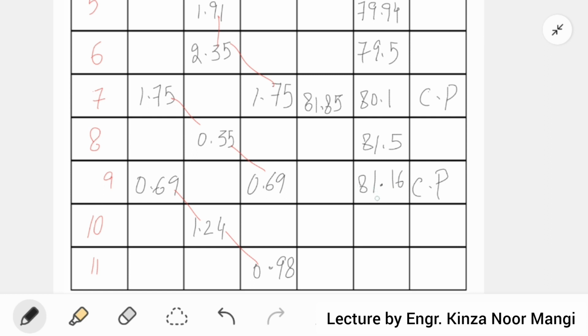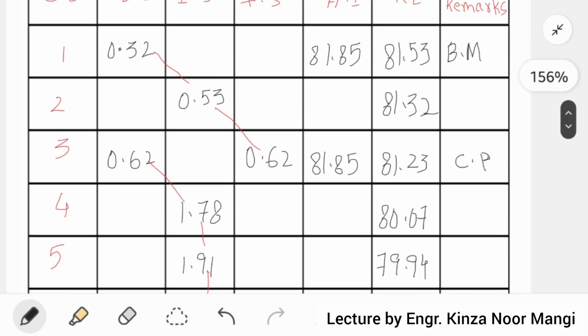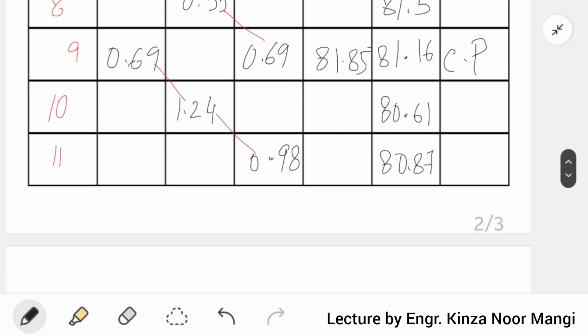81.16. Then 81.85 minus 1.24 gives us 80.61. Then again at the changing point we write 81.85. 81.85 minus 0.98 gives us 80.87. So we have found all the reduced levels at all the points.